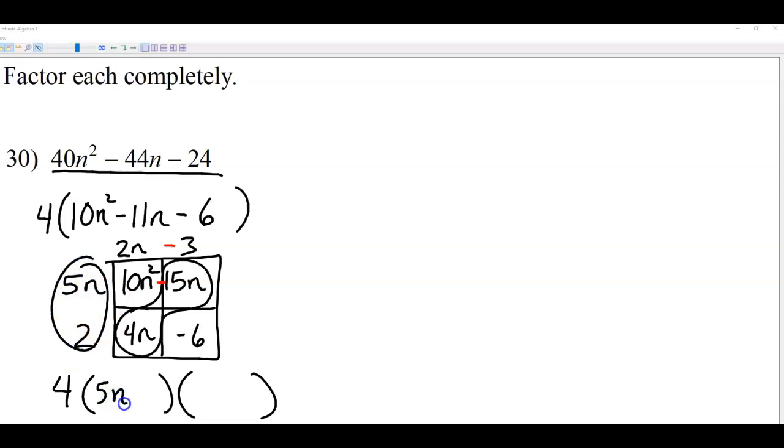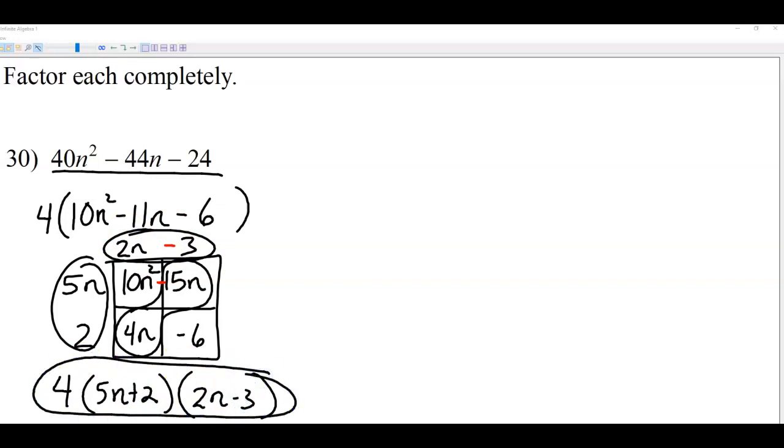5n plus 2 and 2n minus 3. That's the last one I have for the trinomial ones.